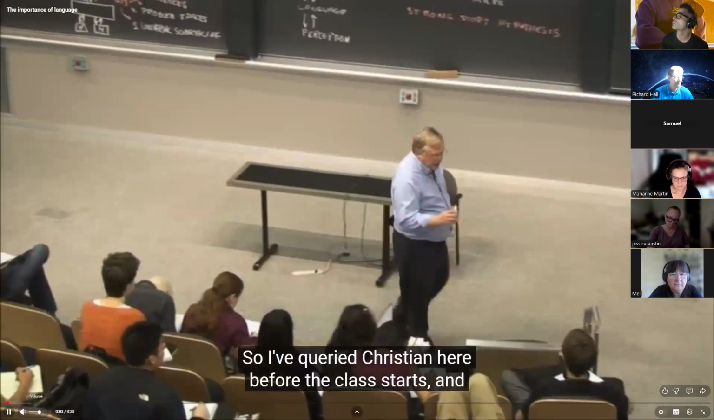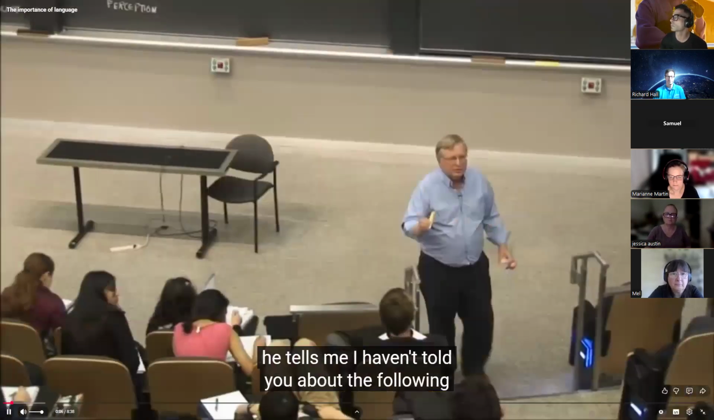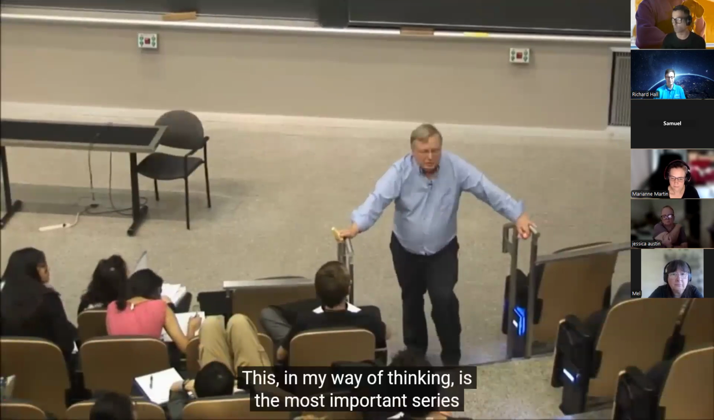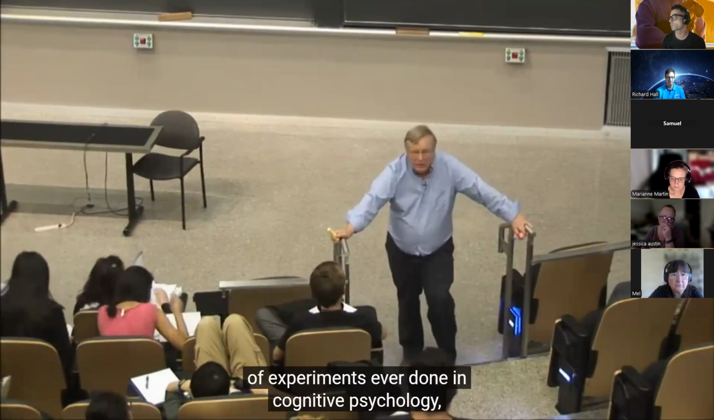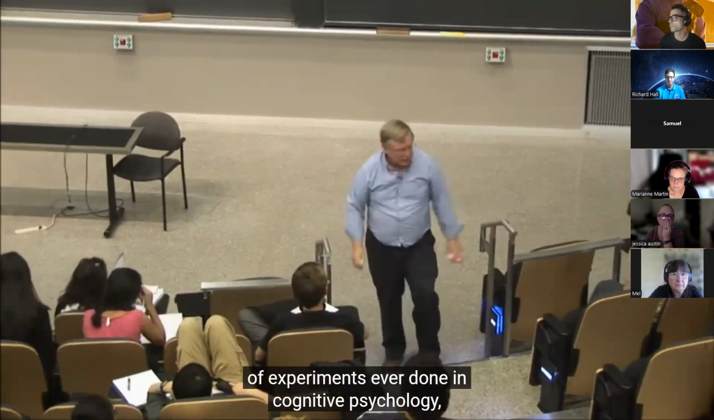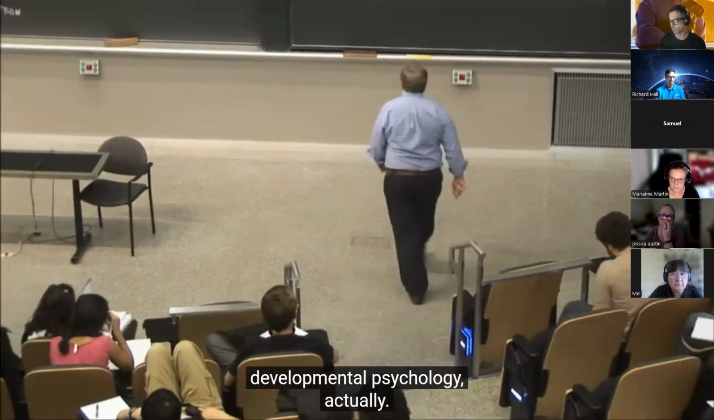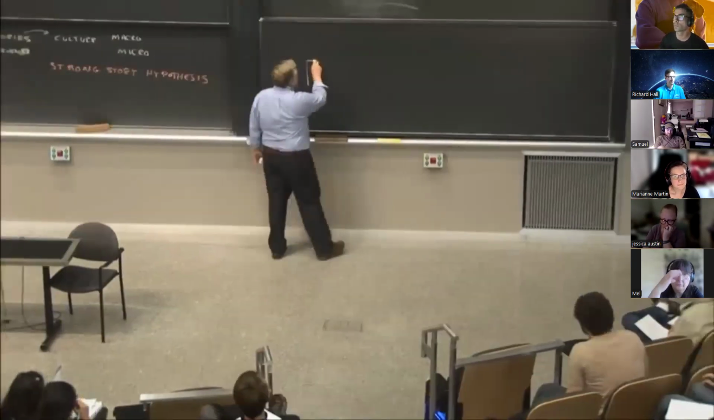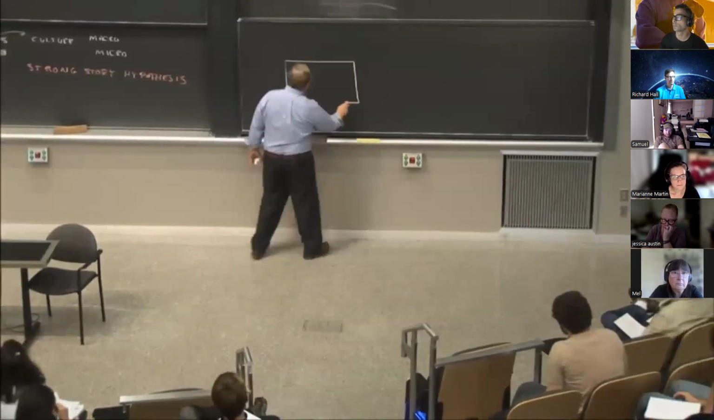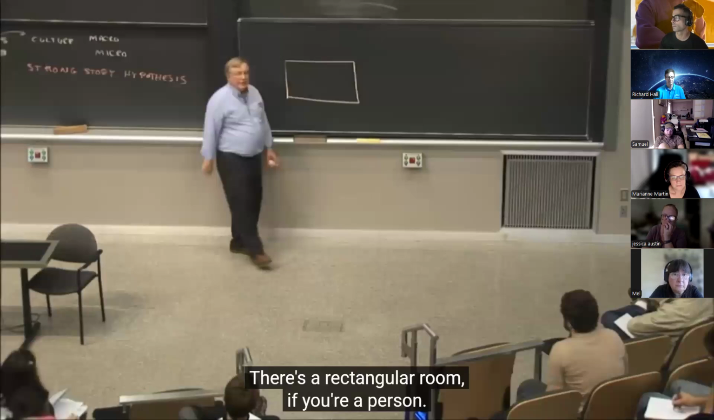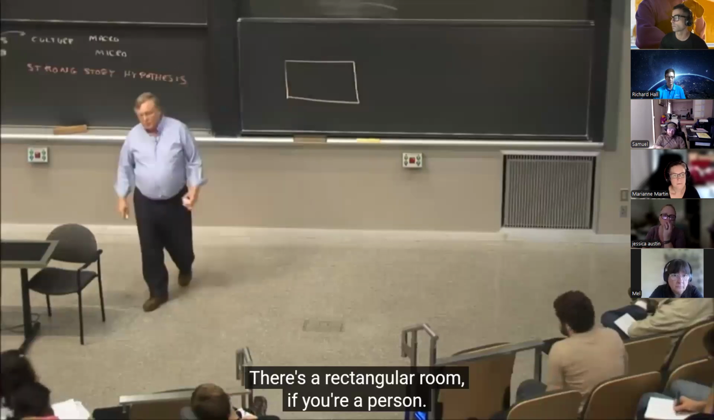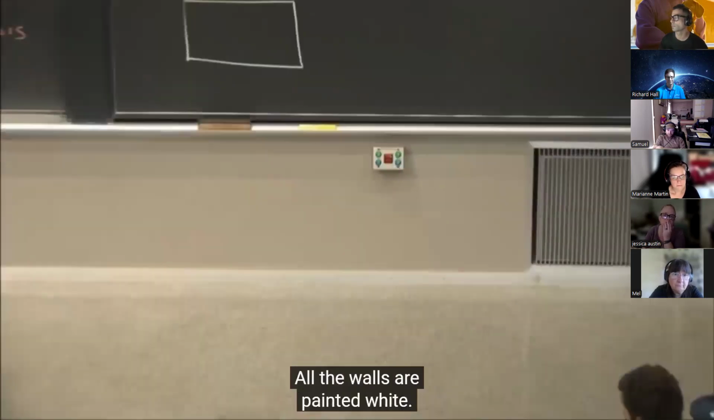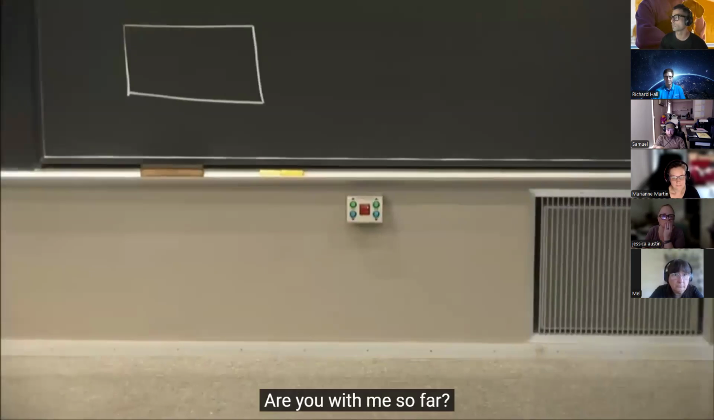Krishna here told me before the class starts that I haven't told you about the following experiment. This, in my way of thinking, is the most important series of experiments ever done in cognitive psychology, developmental psychology, actually. So here's how we get started. There's a rectangular room if you're a person. If you're a rat, it's a rectangular box. All the walls are painted white. You with me so far?